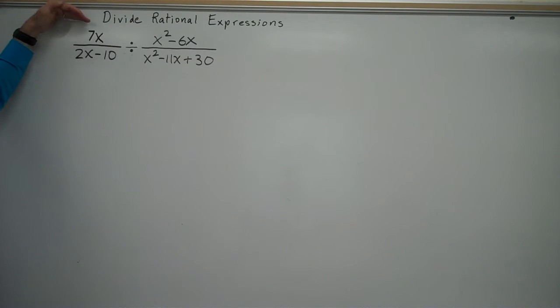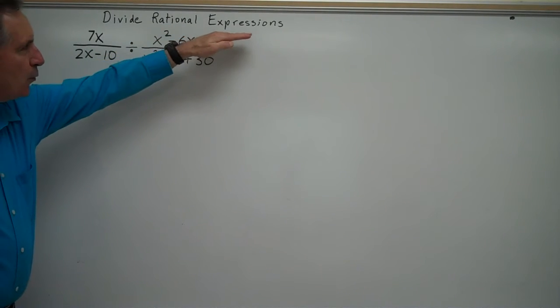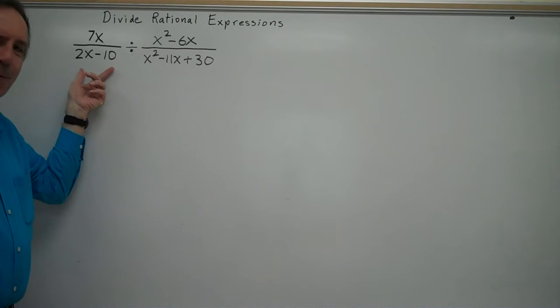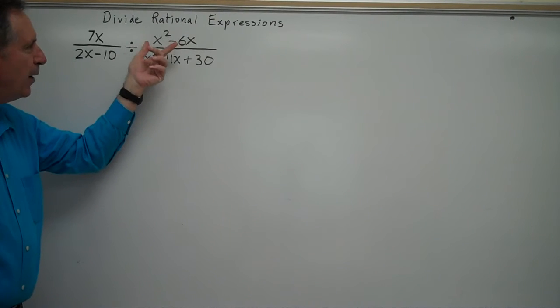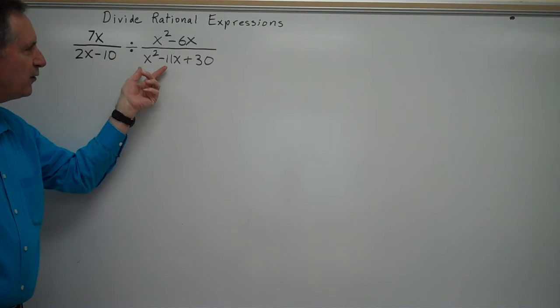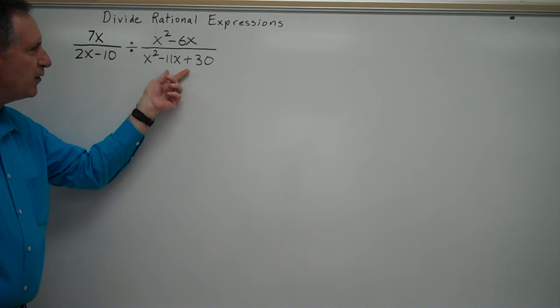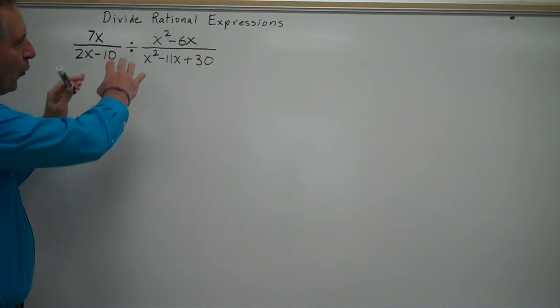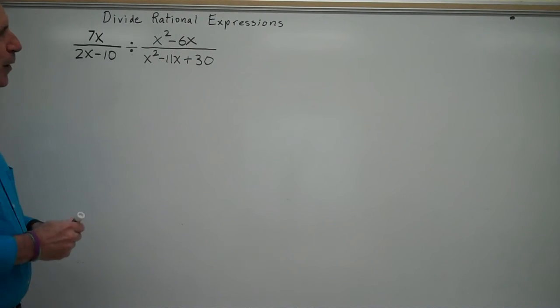We are going to divide rational expressions, and here we have 7x over 2x minus 10 divided by x squared minus 6x over x squared minus 11x plus 30. The first thing I'm going to do before actually dividing is make a list of what we call excluded values.